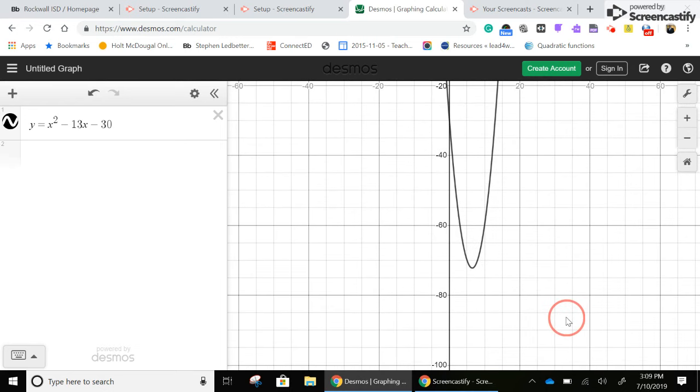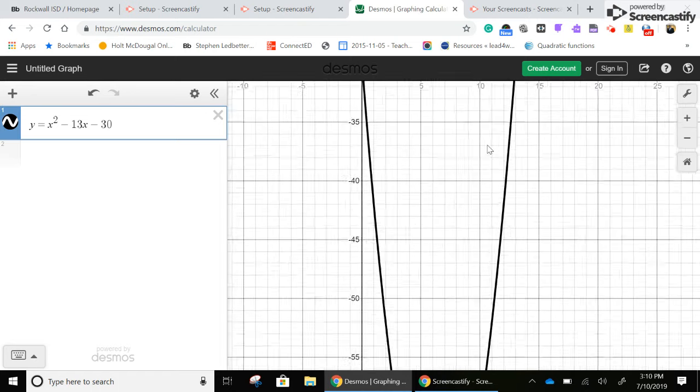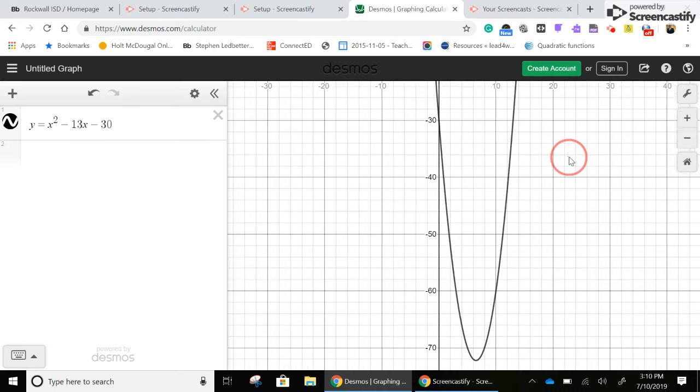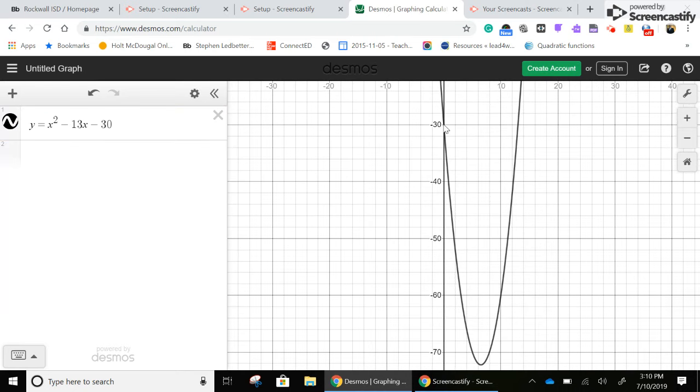We said the y-intercept was what? We said the y-intercept, if you look, is where our line crosses the y-axis, and so it should be right about here. So that should be our y-intercept. You can see it's right here. And here's our point right here: 0, negative 30.